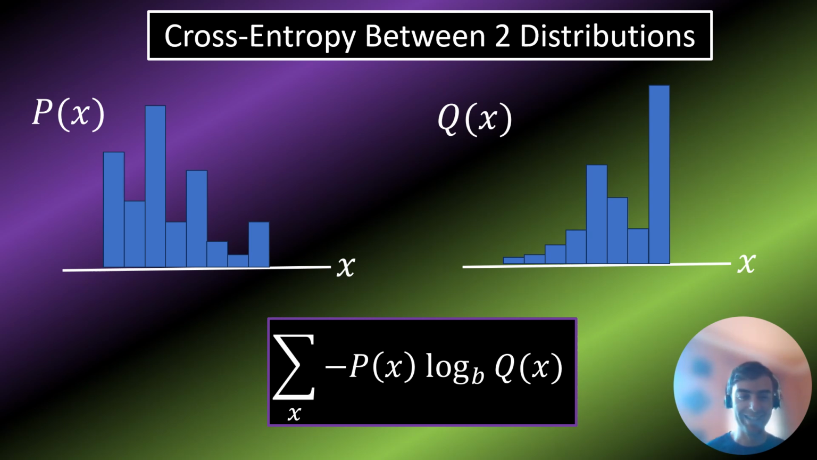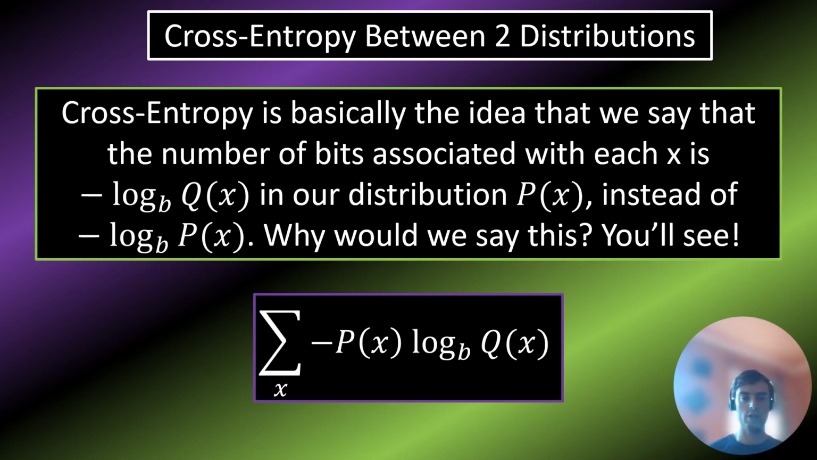All right. So what this is going to be is the sum over x of negative P of x log base B of Q of x. And you'll see why cross-entropy and entropy are very important soon. So as I was saying, cross-entropy is basically the idea that if we say that the number of bits associated with each x is the number of bits according to Q of x instead of P of x, then that's cross-entropy, really. And we're going to end up having an excess amount of information on average. And you'll see why we do this.